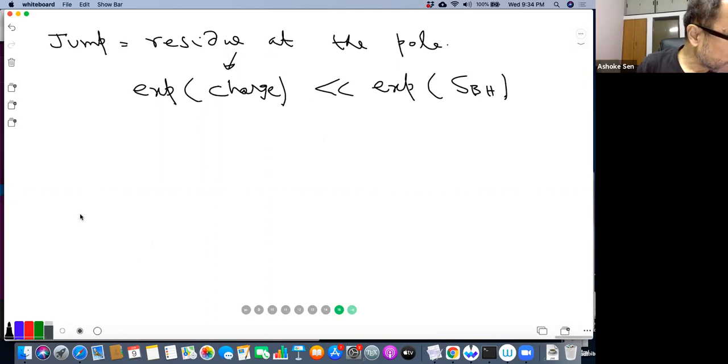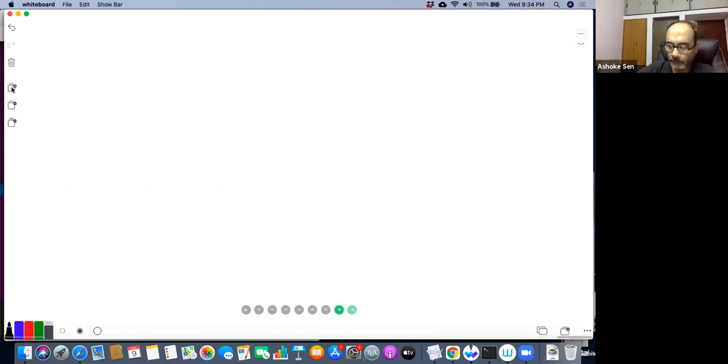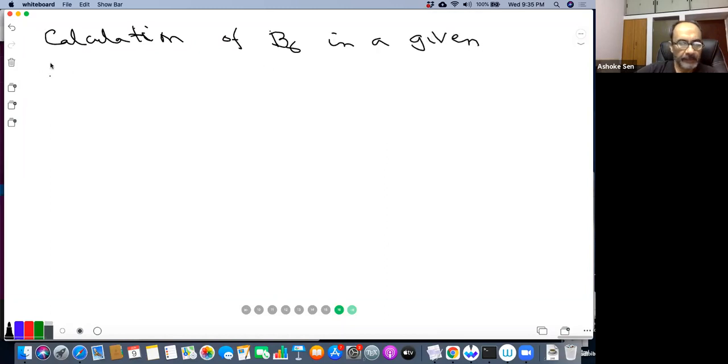Okay, so let me now describe how the black hole entropy is calculated. Well, maybe I shouldn't say black hole entropy right now. So, calculation of B6 in a given chamber, in a given region in M tau space.